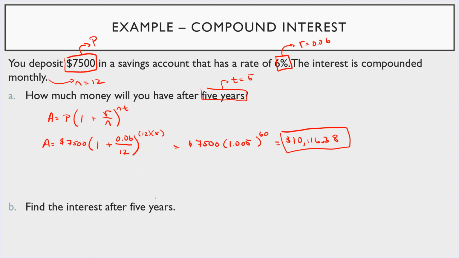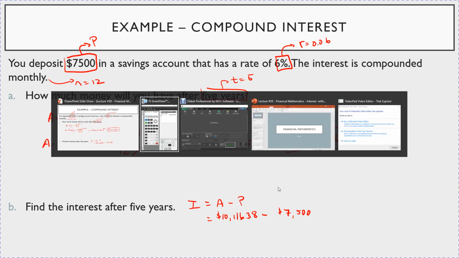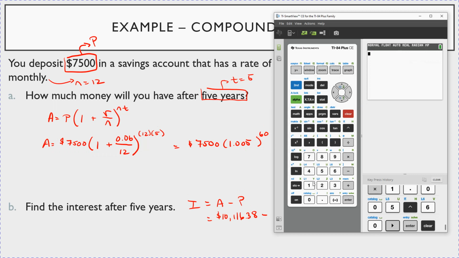All right, so how much money did I make in interest? Well, interest is equal to the future amount minus the principal. So you take $10,116.38 and subtract away the $7,500 you started with. So $10,116.38 minus 7,500. Oh, you did pretty good. After 5 years, how much money did we make in interest? We made $2,616.38.